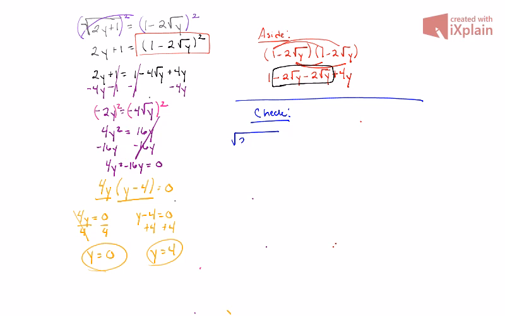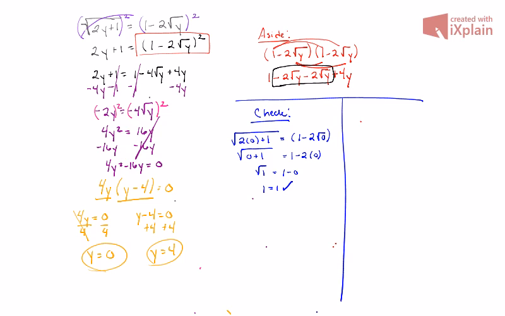So we would use the square root of 2 times 0 plus 1. I plugged 0 in for my y, and then 1 minus 2 times the square root of 0. If we clean this up, then we get the square root of 0 plus 1 is equal to 1 minus 2 times 0. Clean this up further, the square root of 1 is equal to 1 minus 0, or 1 is equal to 1. So that checks out. Let's try it with the other solution that we came up with.